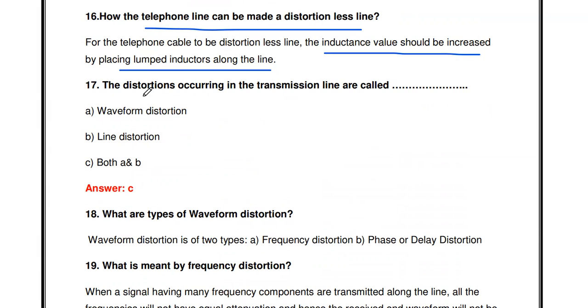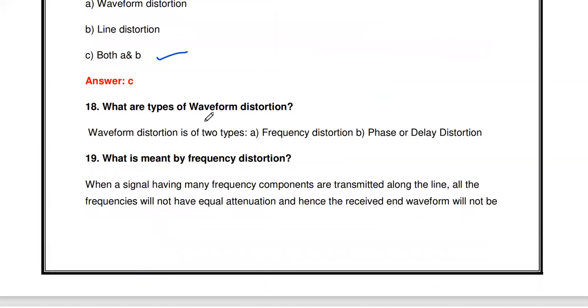The next thing: the distortions occurring in the transmission line are called dash. Waveform distortion, line distortion, both A and B. Both A and B. The distortion produced in the transmission line is called waveform distortion. The other name is line distortion. Okay, both A and B is the answer. Then what are the types of waveform distortion? There are two types of waveform distortion or line distortion. One is frequency distortion. Another one is phase or delay distortion.